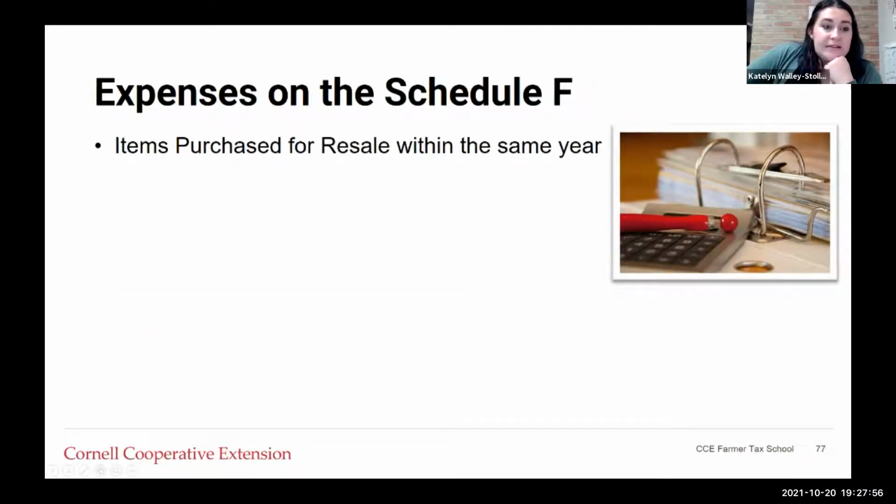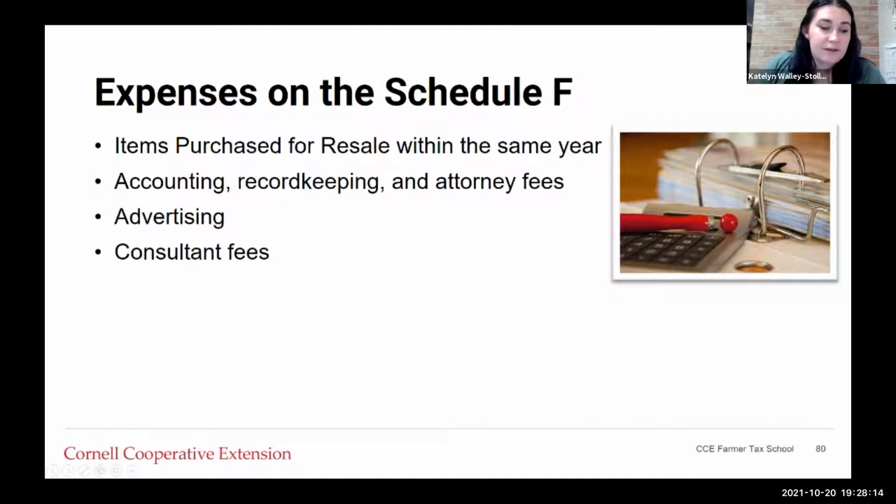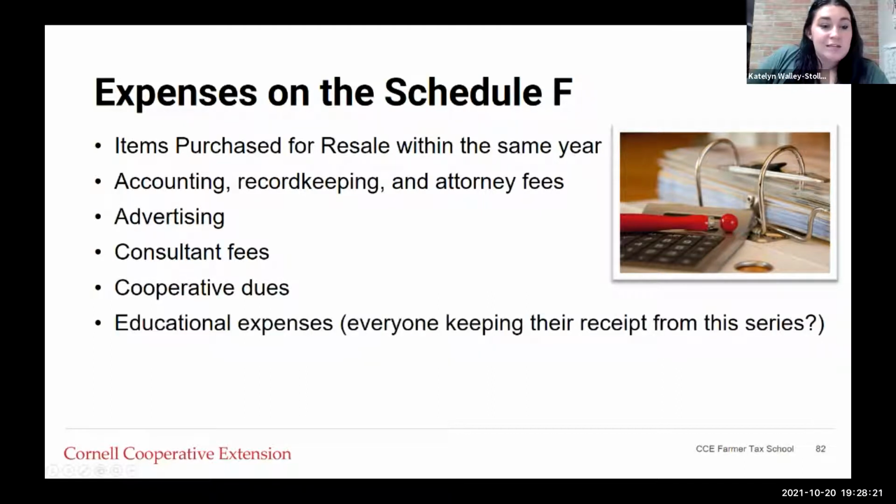Items that you purchase for resale within the same year. So let's say you purchased some beef calves that you're going to feed out a little bit and then resell them. Those are expenses that you're going to claim right on your Schedule F. Any accounting, record keeping, and attorney fees are all things that you can claim. Advertising for your product, consultant fees. This might be a crop consultant, a livestock consultant, cooperative dues, educational expenses.